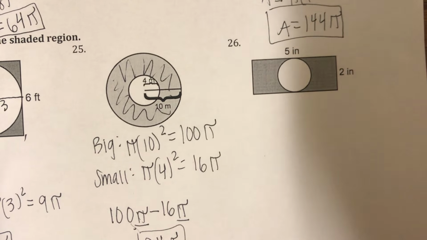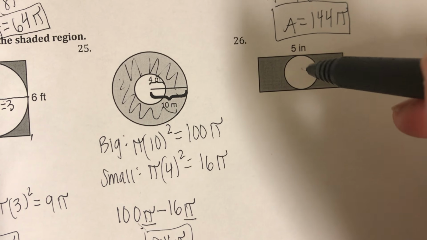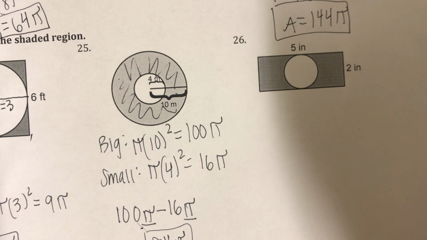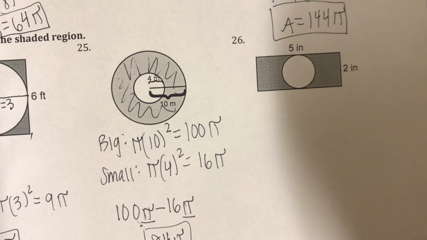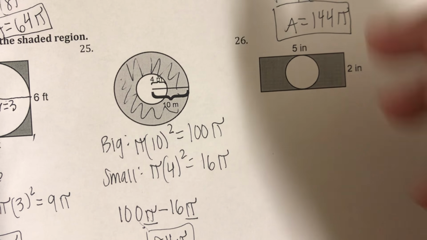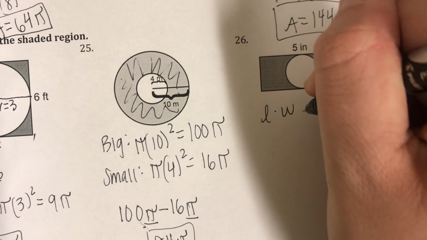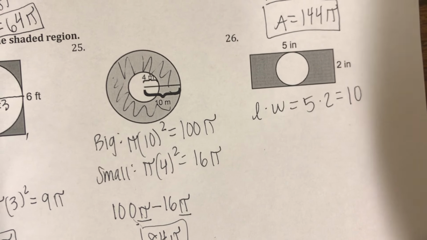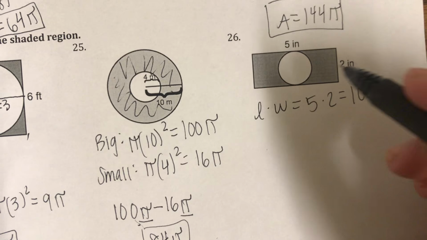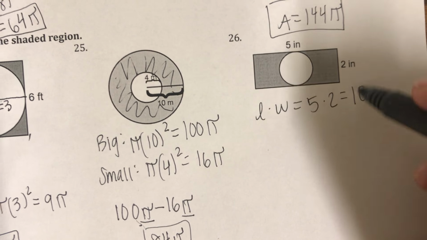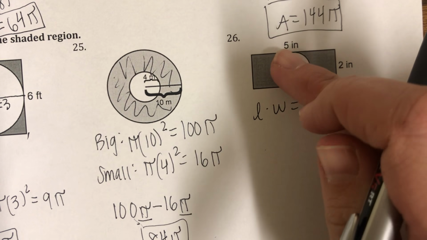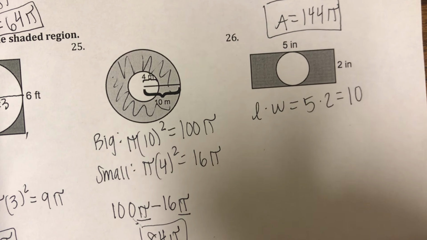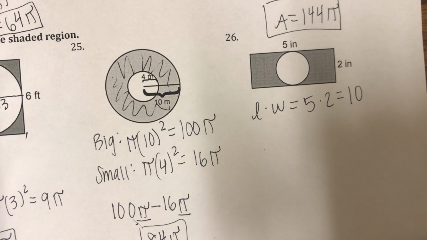Okay, last one. We're going to do the area of the rectangle, subtract the area of the circle. Let's do the area of the rectangle first. So the area of the rectangle is length times width. In this case, that's going to be equal to 5 times 2, which is equal to 10. So we have 10. Now we need to find the area of our circle. Because right now, if this circle is filled in, that's what we just found. But we don't want that circle. Our circle came out. We took that cookie cutter and we took it out. So we need to subtract the area of the circle, so we only get the area of the shaded region.